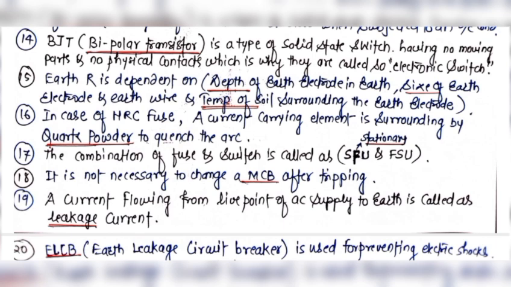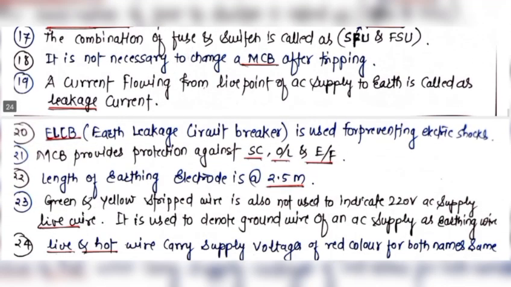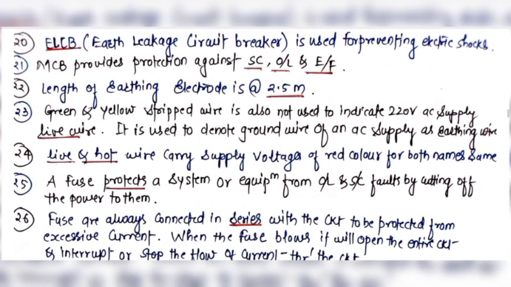A current flowing from live point of AC supply to earth is called leakage current. ELCB, earth leakage circuit breaker, is used for preventing electric shocks. MCB provides protection against short circuit, overload and earth fault. Length of earthing electrode is about 2.5 meter.